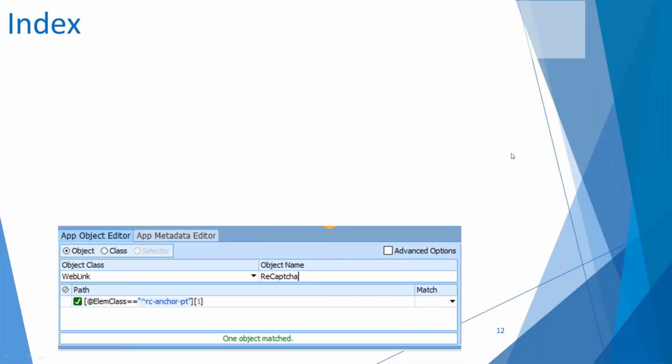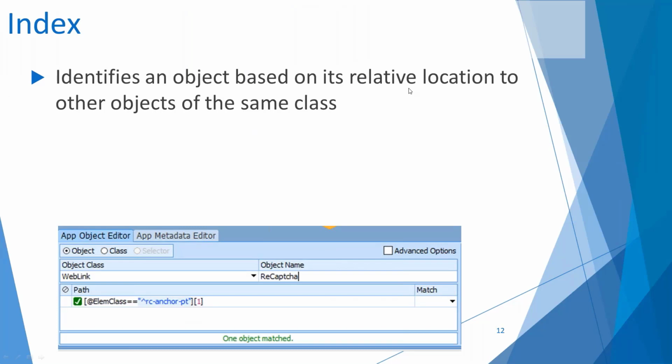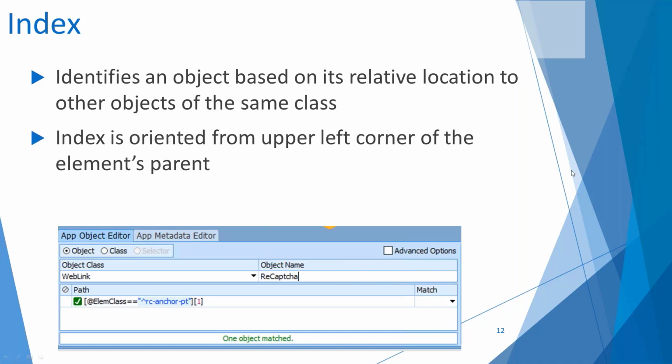Now, index. Index identifies an object based on its relative location to other objects of the same class. And the index is oriented from the upper left down to the lower right. So if we had a whole bunch of text fields, the text field, say over here, would be 1, the one below it would be 2, or the one to the right of it would be 2, because we're going, again, in this direction, from upper left down to lower right. And we just assign those indexes based on the object class. Now, sometimes you might see a path where it's just an index.